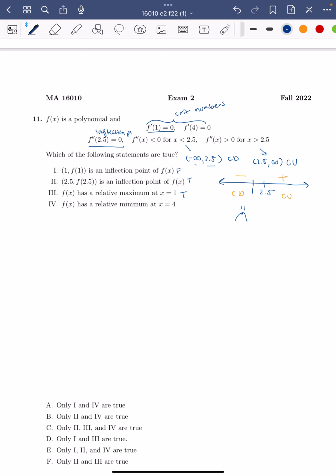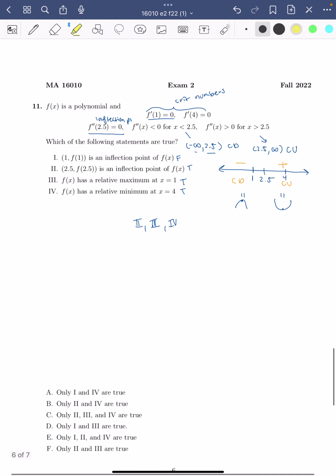Now, number 4, f of x has a relative minimum at x equals 4. So again, on our little number line, if we put 4 here, we can see that it is in the section that is concave up. If we draw what a curve that looks concave up is, we can see that our little smiley face has a local minimum, making number 4 true. So that gives us 2, 3, and 4 as true, which gives us an answer of C.